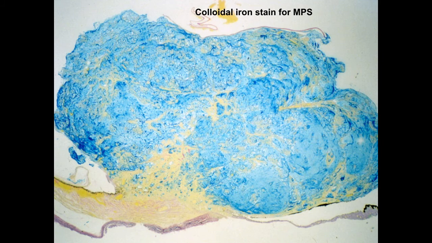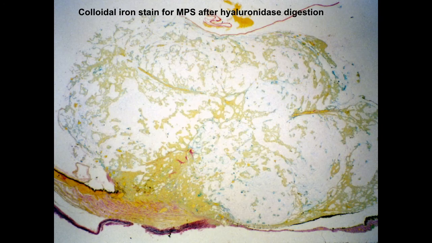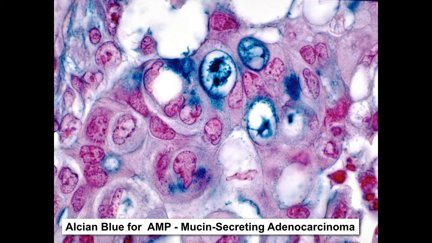This colloidal iron stain shows abundant quantities of acid mucopolysaccharide in an adenoma of the non-pigmented ciliary epithelium. Pre-treatment with hyaluronidase abolishes the staining for mucopolysaccharide, indicating that the material is hyaluronic acid. In this case, the Alcian blue stain confirms that a choroidal metastasis is a mucin-secreting adenocarcinoma.